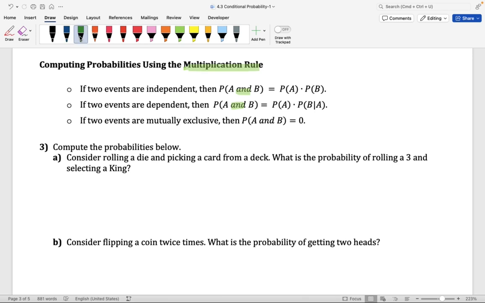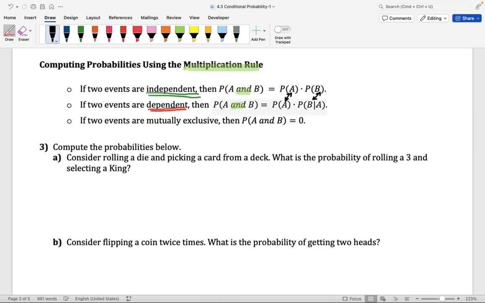Let's be careful here. If you know that two events are independent, if you know that two events do not affect each other, then the multiplication rule states that the probability of A and B is equal to the probability of A times the probability of B. We can only use this formula if we know the events are independent. If the events are dependent, then the probability of A and B is going to be the probability of A times the probability of B given A. Notice the formulas are very similar. We have the probability of A first, and then we multiply by the probability of B.